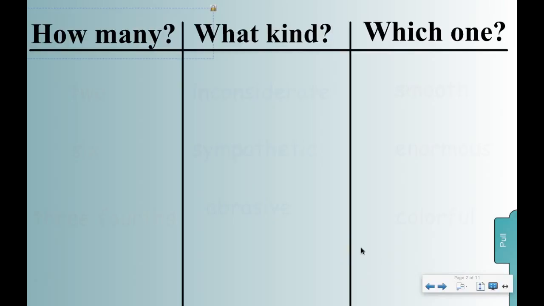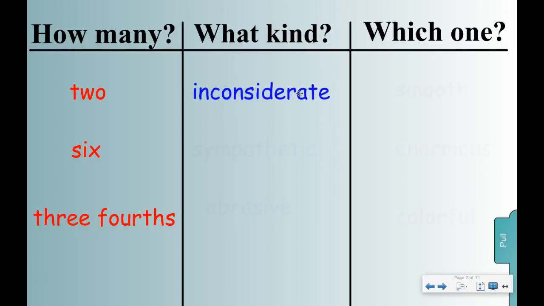If I'm thinking about words that answer the question, how many, maybe those words are a number, like 2, 6, and 3/4. If it's what kind, I'm thinking of a word that is going to give me a description of a noun or a pronoun. Like if I'm describing a person, maybe I'm describing them as inconsiderate, maybe as sympathetic, or if I'm describing a thing, like a surface of something, maybe I would describe it as abrasive. I could also use abrasive as an adjective to describe a person as well.